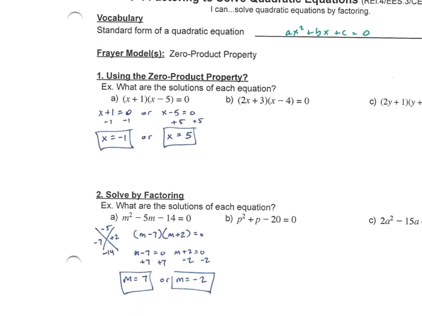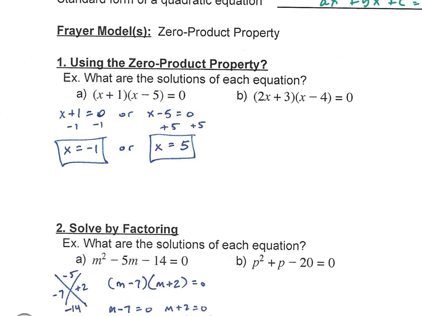So looking at number 1, using the zero product property, I have (x plus 1) times (x minus 5) equal to 0. As we said, one of these factors has got to be equal to 0 in order for the product to be 0. So I just solve for 0 using the zero product property. I have x plus 1 equal to 0, or x minus 5 equal to 0.